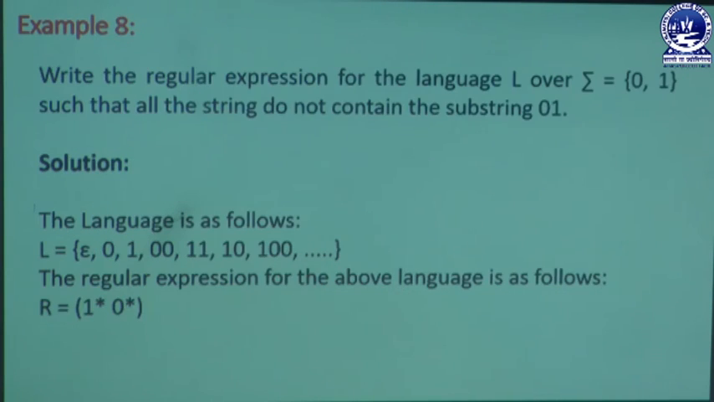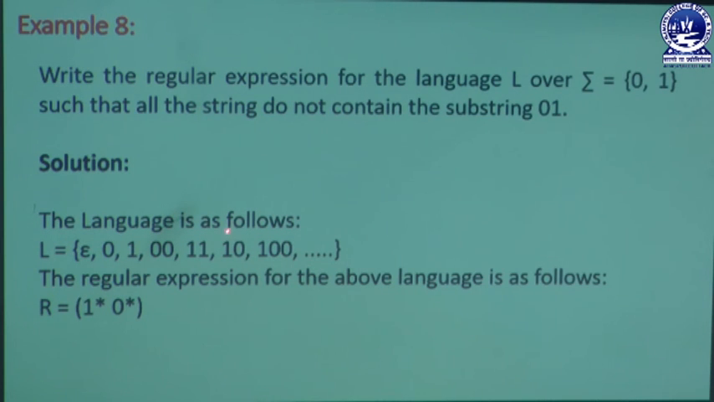In the next example, write the regular expression for the language L over sigma equal to {0, 1}, such that no string contains the substring 01. We are going to design a regular expression, but that substring 01 must not be formed. If 01 is created, then it is a wrong formation.